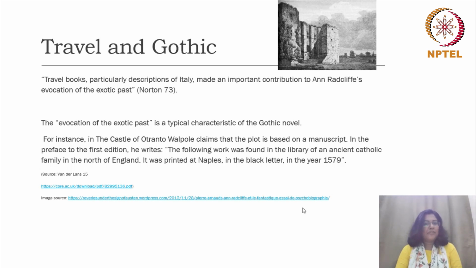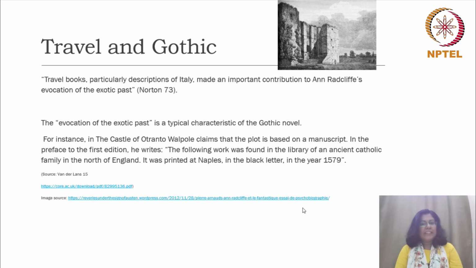For example, in The Castle of Otranto, Walpole claims that the plot is based on a manuscript which he found in the library of an ancient Catholic family in the north of England. So you can see how that manuscript is being distanced in time, and also physically, in the north of England. It's not in the south where we have the cities and where the financial centers are functioning. So you can see how distancing has its own ramifications in terms of hermeneutics.